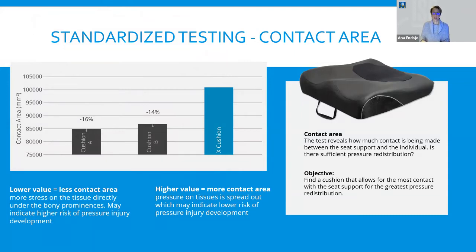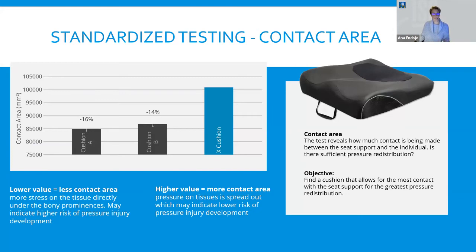And we do this by having more contact area made between the user and the seat support that they're using. So this specific mechanical test measured how much contact was made between the seat support and the individual to help me answer the question: is there sufficient pressure redistribution to minimize risk of development or help in healing of an existing pressure injury? And what we would like to see is a cushion that allows for the most contact being made between the user and the seat support in order to achieve the greatest pressure redistribution possible.